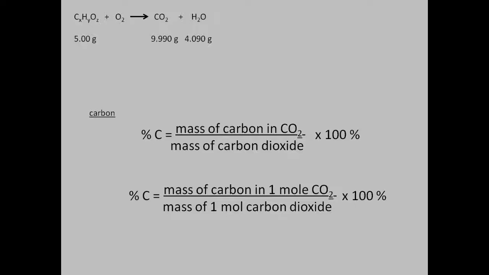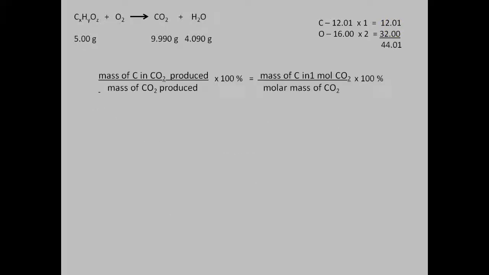Okay, so we know our given information, and we know our two equations. My mass of carbon in CO2 produced over the mass of CO2 produced times 100% is equal to my percent composition of carbon. But my percent composition of carbon is also equal to the mass of carbon in 1 mole of CO2 over the mass of 1 mole. So therefore, I'm going to just do a quick calculation. There's my molar mass of carbon dioxide. There's the mass of carbon in 1 mole of carbon dioxide. Now, because both of those equations equaled percent carbon and the percent of carbon in CO2 is always the same, no matter how much carbon dioxide I have, those two equations are equal.